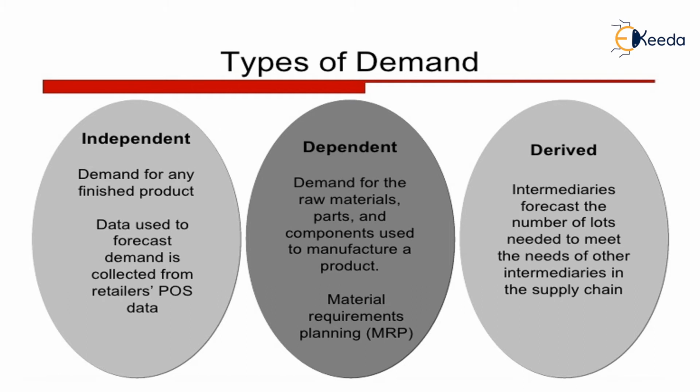whereas dependent demand is that in which the demand for the raw materials, parts and components are used to manufacture a product. And finally, the derived demands, which are intermediaries, forecast the number of lots needed to meet the need of either the intermediaries in the supply chain or the continuous chain.